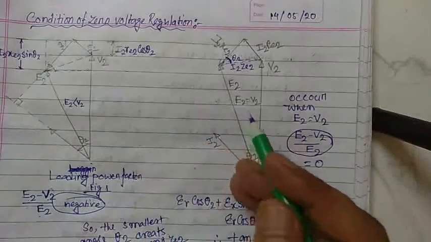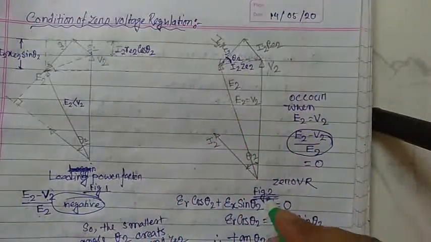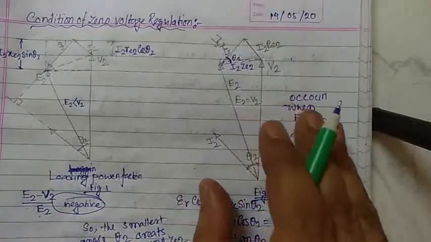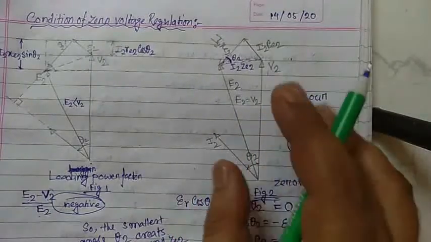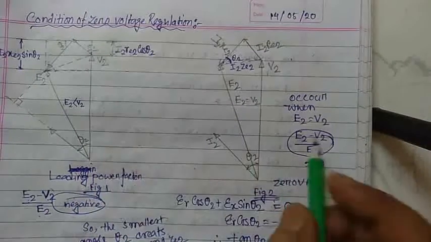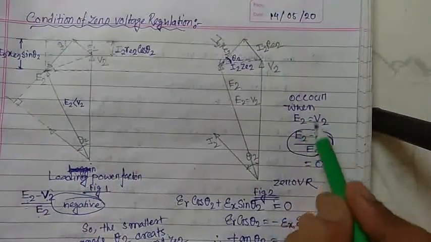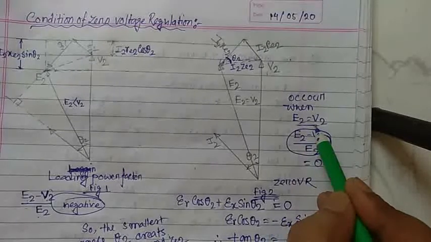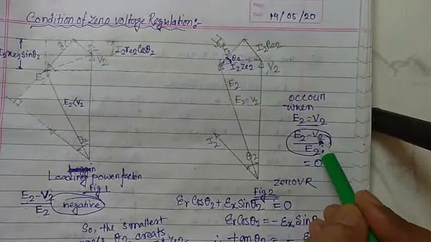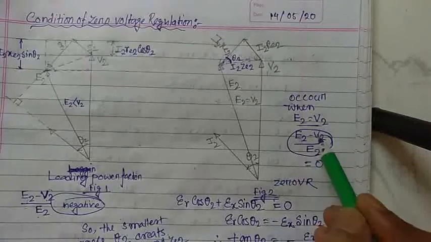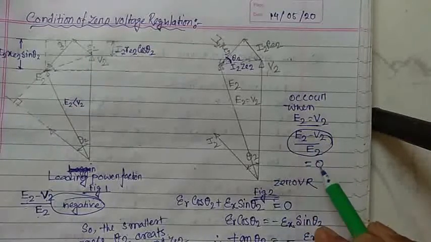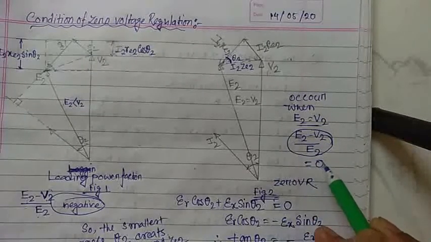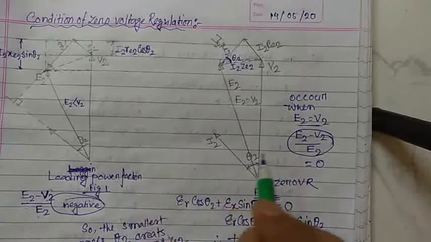Now figure number 2 is the phasor diagram at zero voltage regulation. Zero voltage regulation occurs when E2 equals V2. That means (E2 minus V2) by E2, so as E2 equals V2, the voltage regulation should be 0.